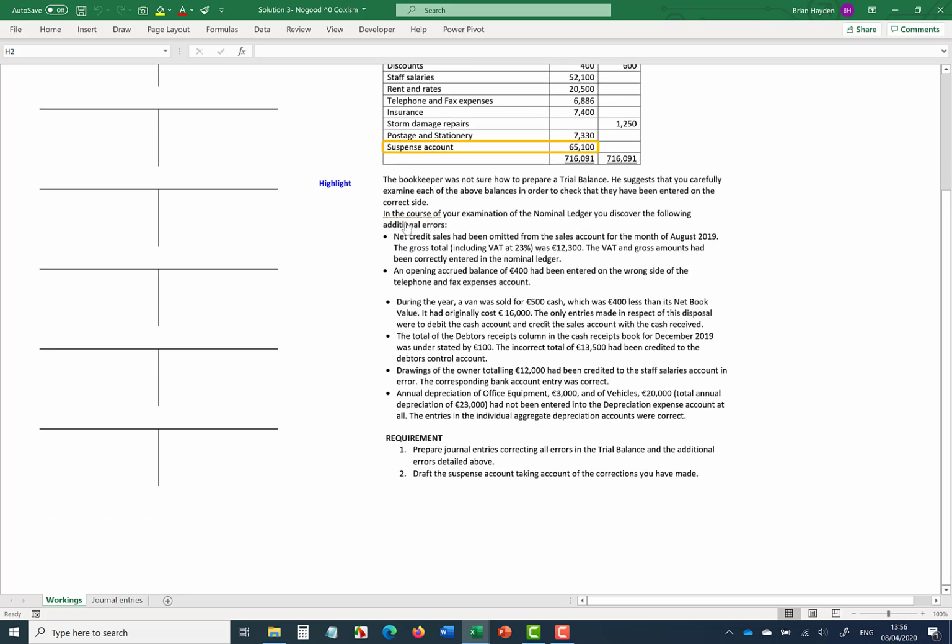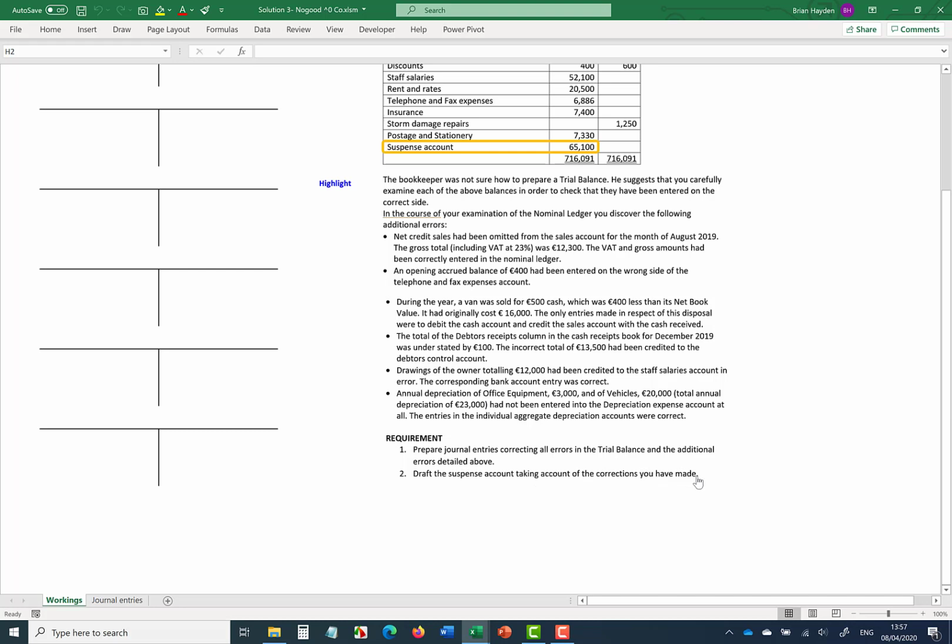Looking further at the other errors, so in the course of your examination of the nominal ledger, you discover the following additional errors. And you can see that there are 6 items listed here in bullet point format. In this video, I won't go through those 6 items. They will be the subject of a later video, but essentially they describe additional errors that may have occurred in the nominal ledger. And the requirement is prepare journal entries correcting all errors in the trial balance and the additional errors detailed above. So there's errors contained in the trial balance, and these 6 bullet points contain additional errors, and then draft the suspense account taking account of the corrections you have made.